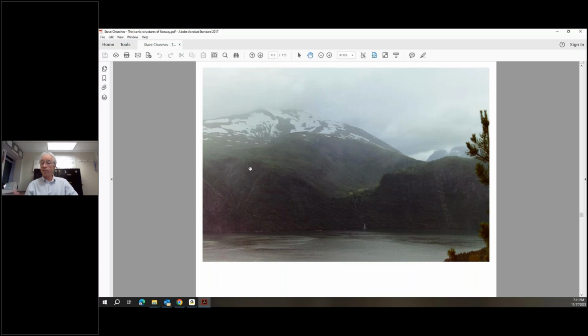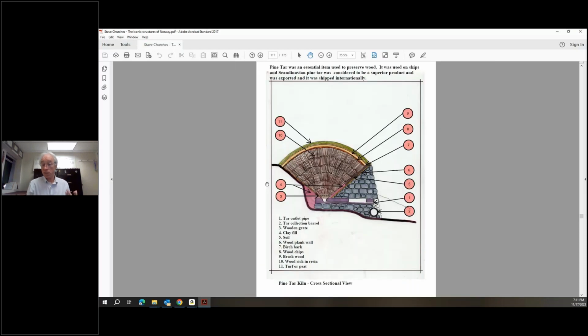So it's very important to discuss the next topic, which is how did they preserve these structures? So weather can be pretty extreme there. It's on the North Sea. It takes direct hits from storms coming from the North Sea.